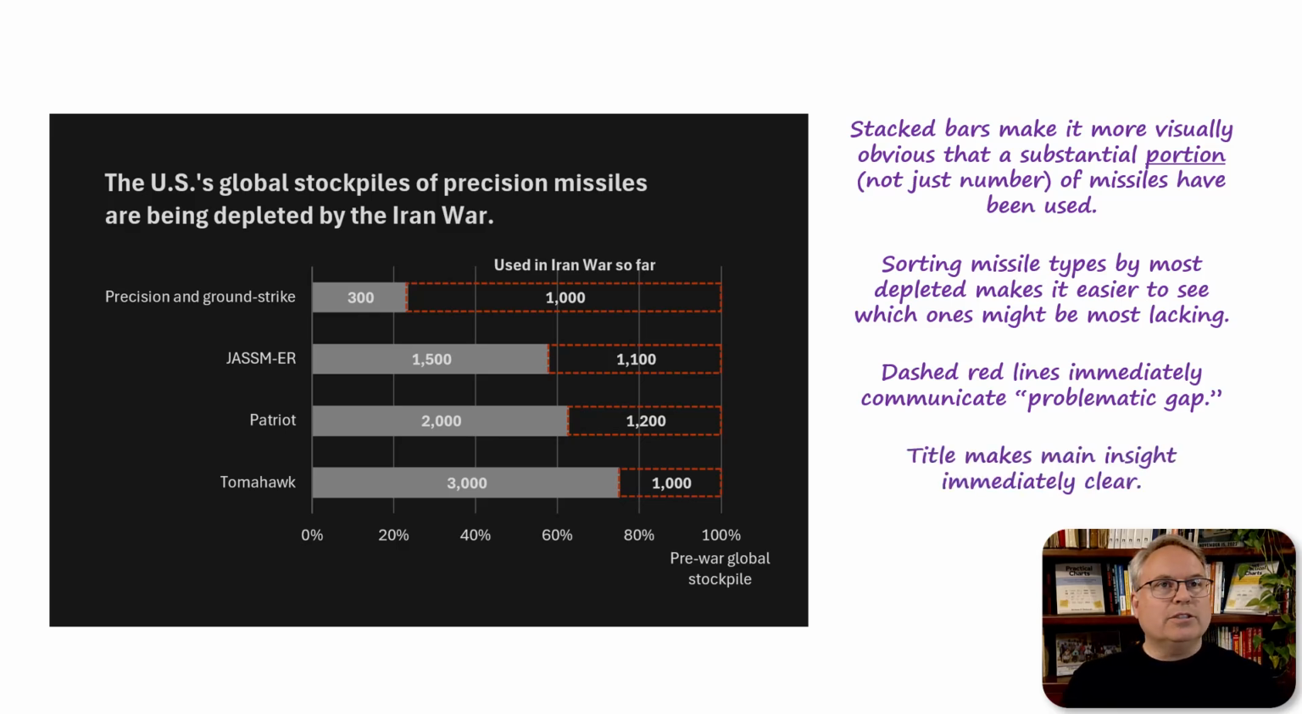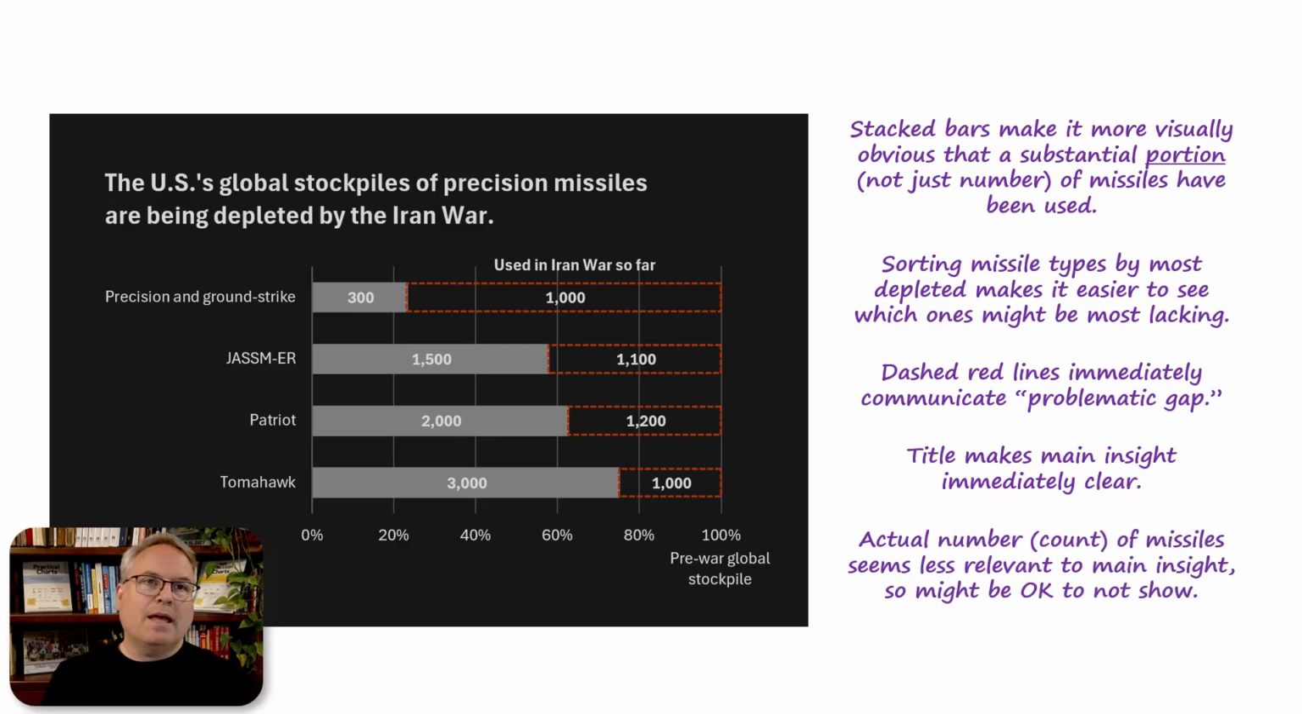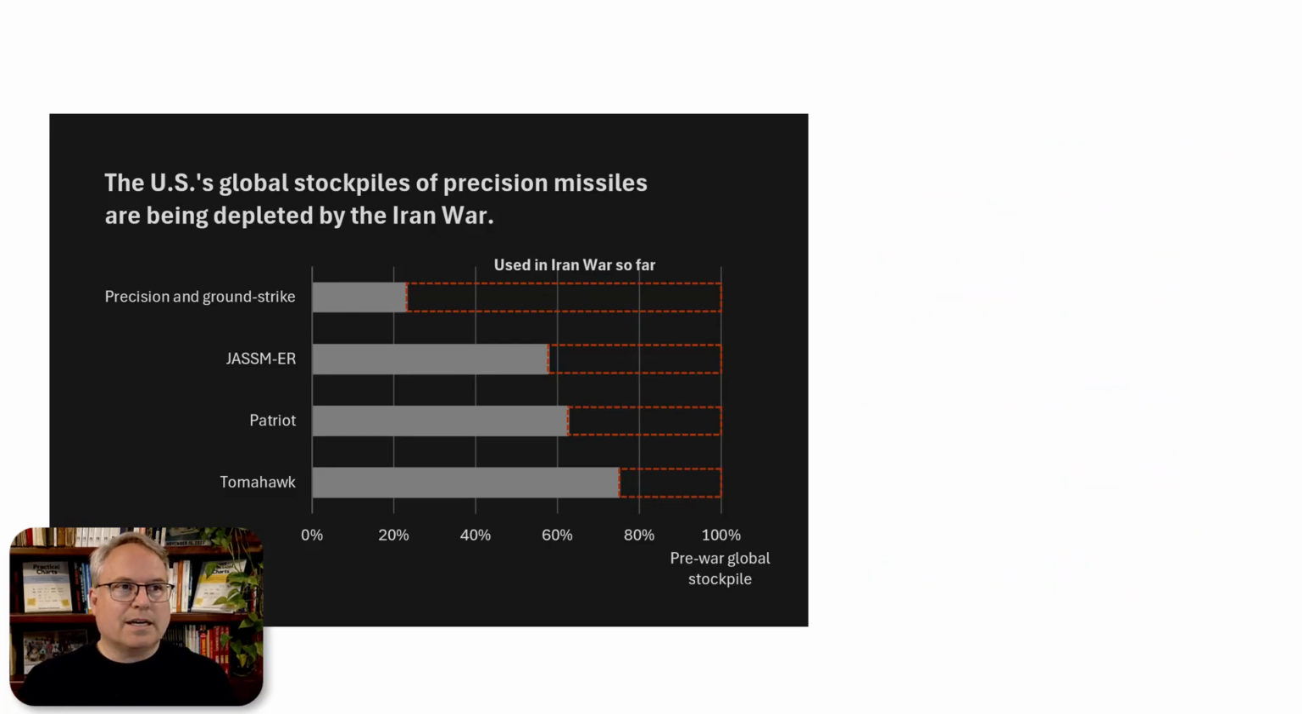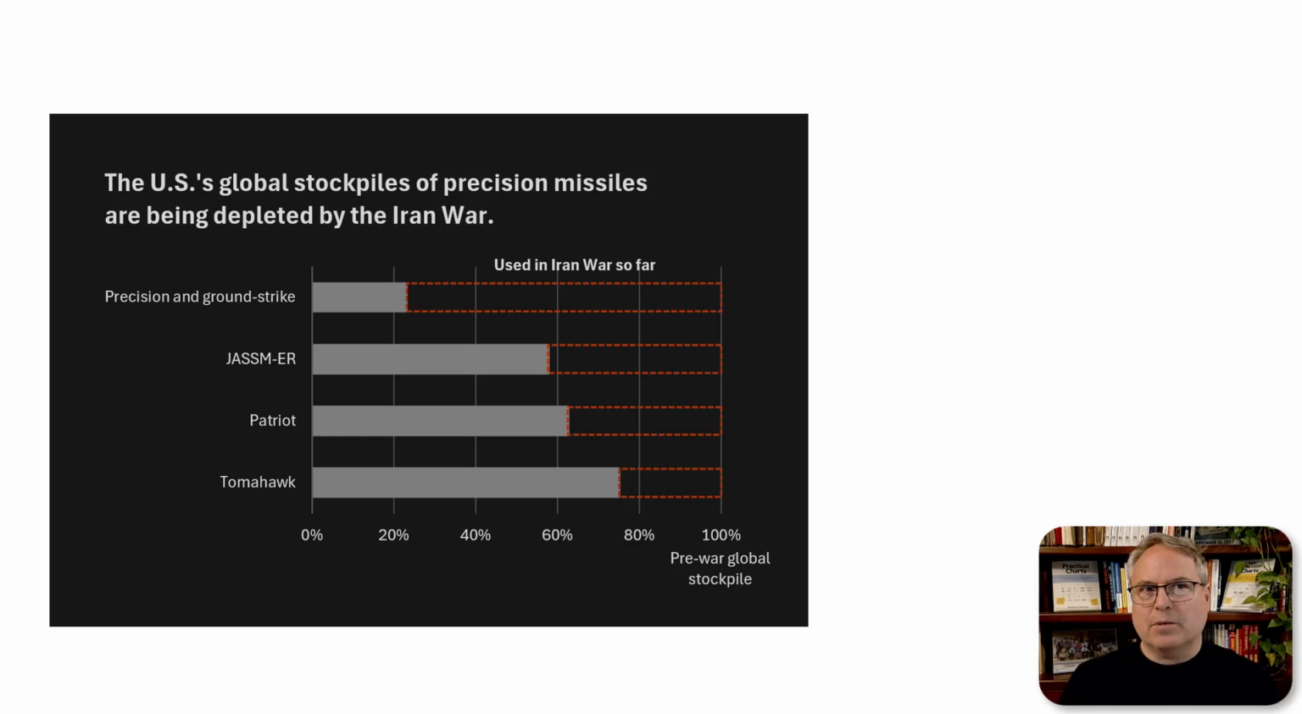And I chose a title that makes the message of the chart more clear: the US's global stockpiles of precision missiles are being depleted by the Iran war. So if someone saw the chart, even without any narration around it, they would still know what the main takeaway is. I did show the actual count of missiles here, but really that's probably not that meaningful to most people. Whether it's 1,000 or 10,000 missiles in inventory, it's the fractions, the portions that are going to concern most readers. So putting the numbers in there is probably optional.